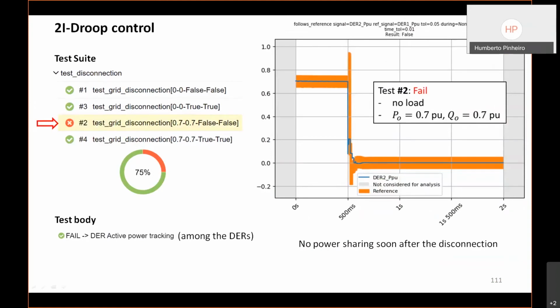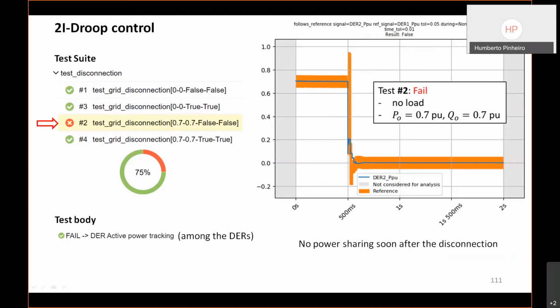Power sharing. So how do we do power sharing measurement? Actually, the two DRs have the same power. So we set one DR as a reference and define an envelope around the power delivered by one DR. If the power delivered by the second DR is within this envelope, we say that it passed. But if it's out of this, there is a power mismatch. Okay, the power sharing is not proper among the DRs.